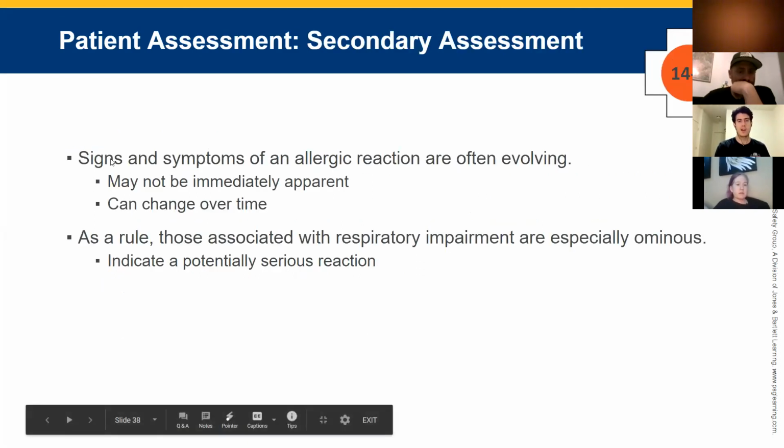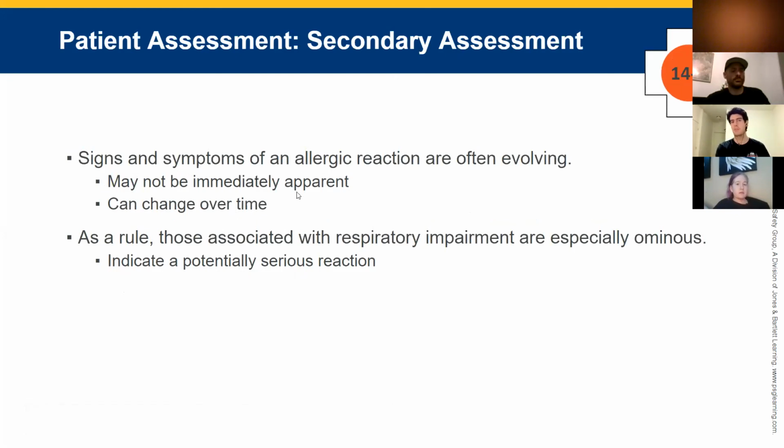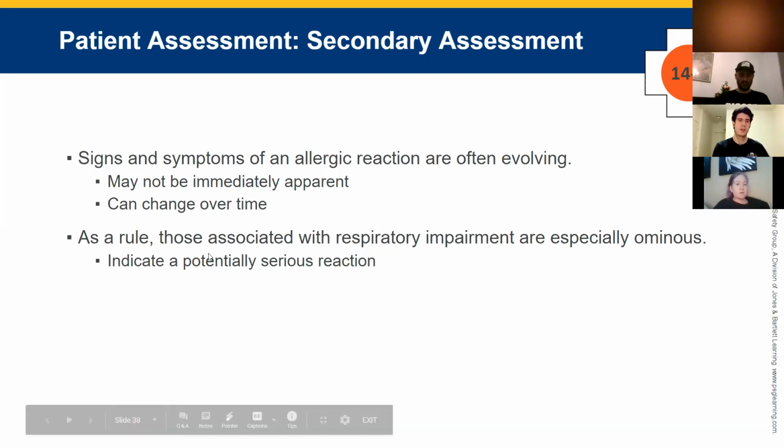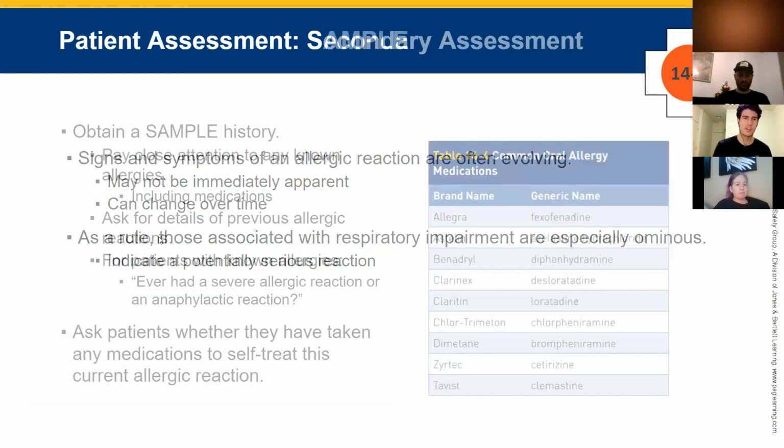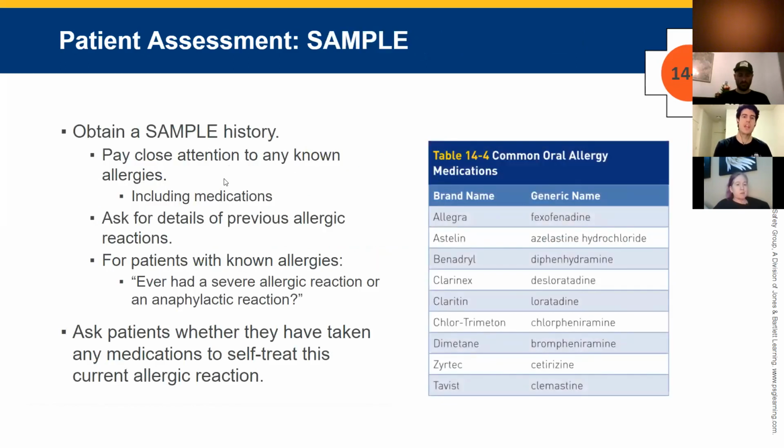We talked about how allergic reactions are evolving. They change over time. It may not be immediately apparent how bad it is, but it can always get worse. And then as a rule, those associated with respiratory impairment. So anyone who's having an allergic reaction and their airway becomes involved, really bad sign. It can always get worse, and you don't want to be caught out if it does get worse. You can obtain a history if time permits.